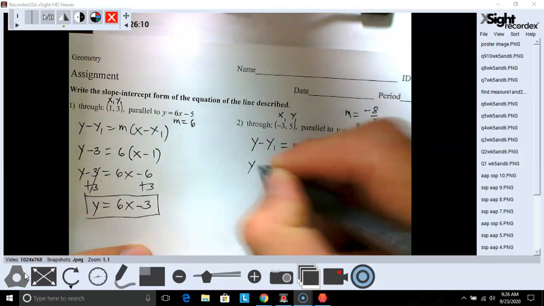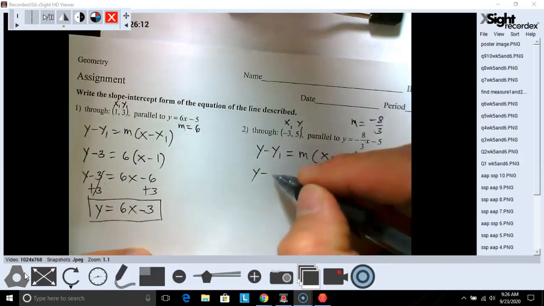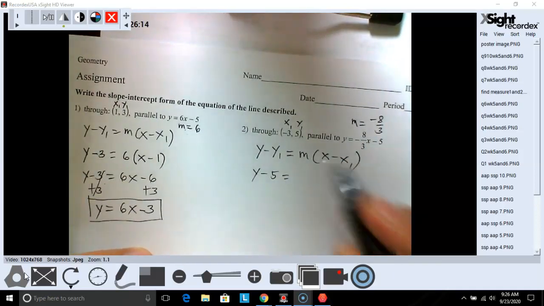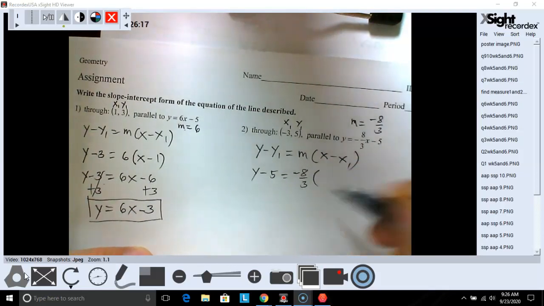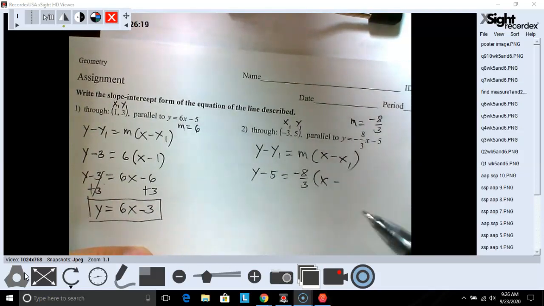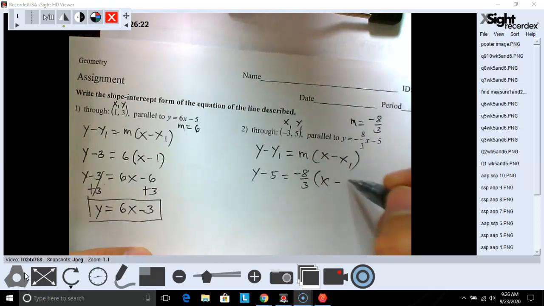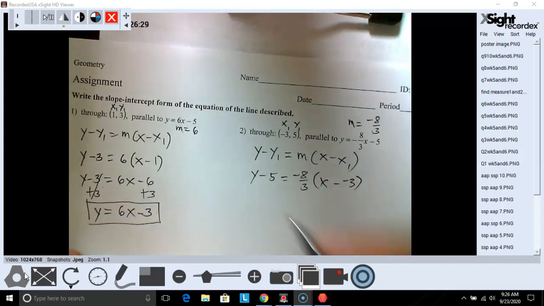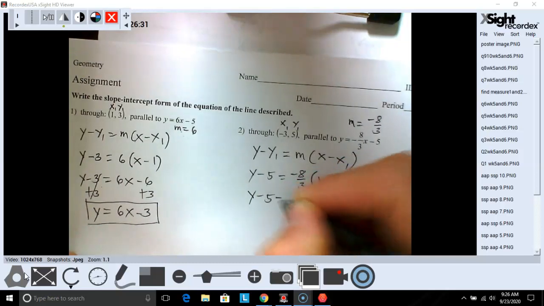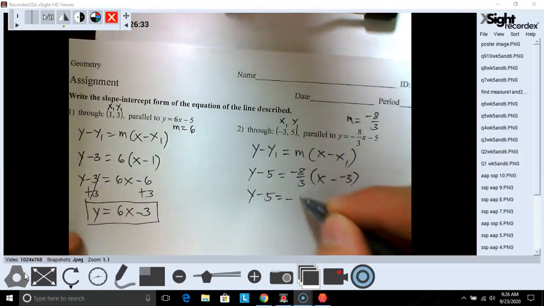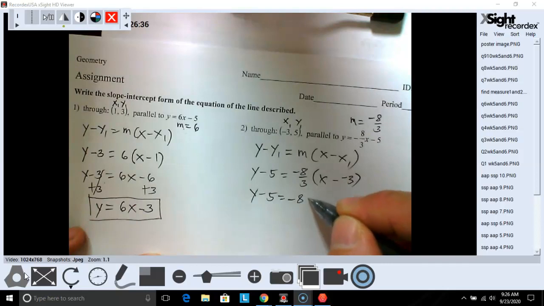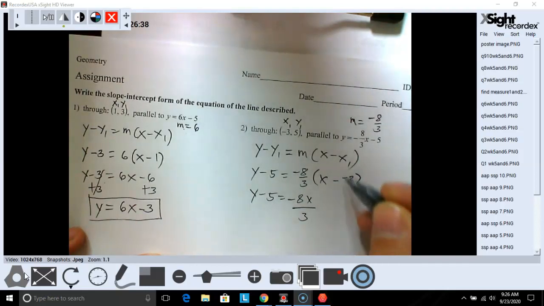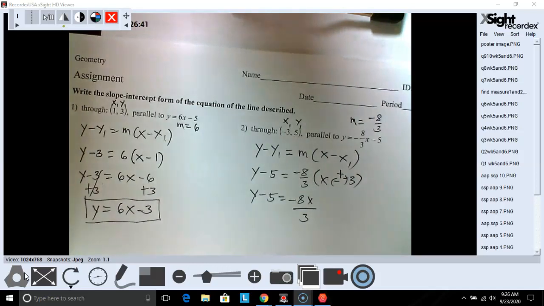So copy the y. Your y sub 1 here is 5. Our slope is negative 8 over 3. Our x sub 1 is negative 3. Once you have substituted, simplify. Next, we have negative 8x over 3. This becomes plus, since that's a double negative.